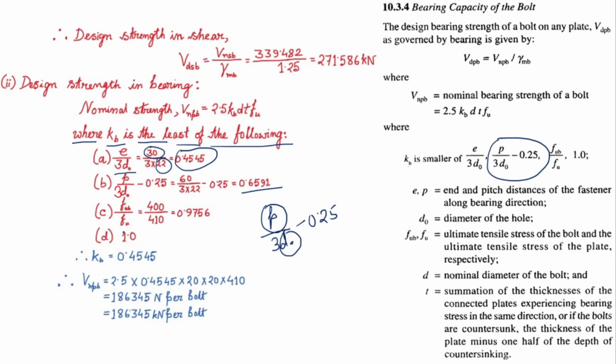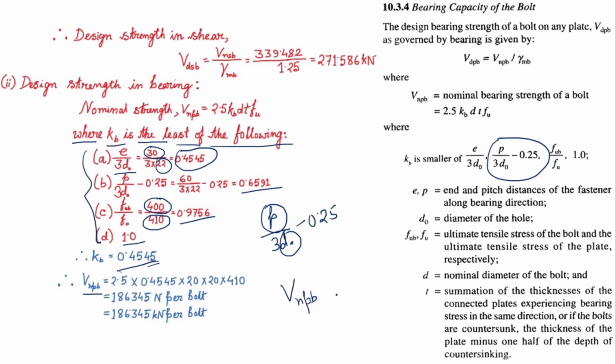Then Fub by Fu. Fub is the ultimate tensile strength for the bolt, and Fu is the ultimate tensile strength for the plate. So it comes out as 0.9756, and then the final last value is 1.0. So we have to consider the least of these four values, and it will be the first one, 0.4545.